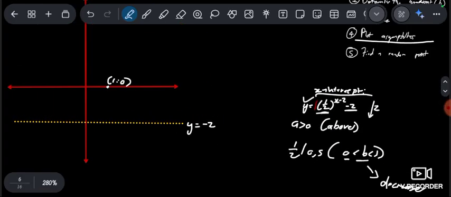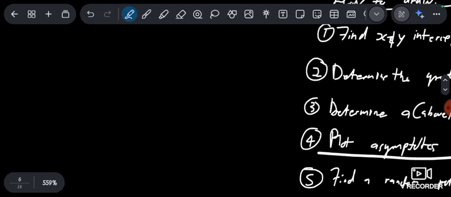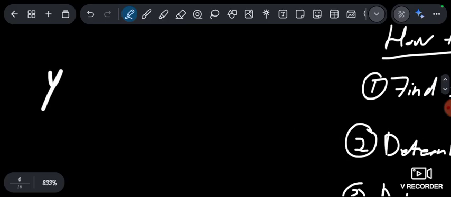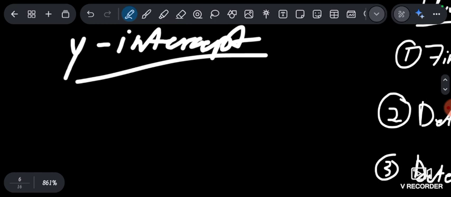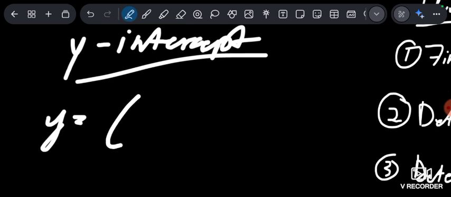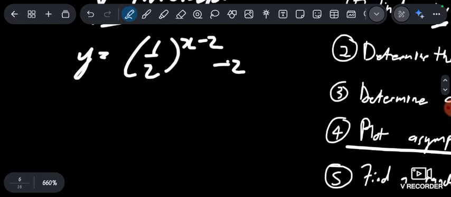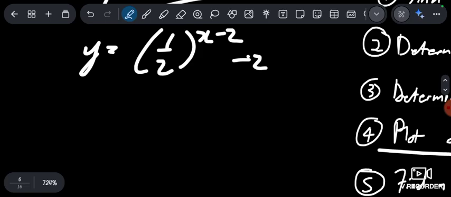Then we also have to find the y-intercept. We didn't find it. I forgot, that's fine. Let's do it. It's 1 over 2 x minus 2 minus 2. Let me take out a calculator because I don't want to make mistakes right now. Then let's find the y-intercept, which is where we make x equal to 0.